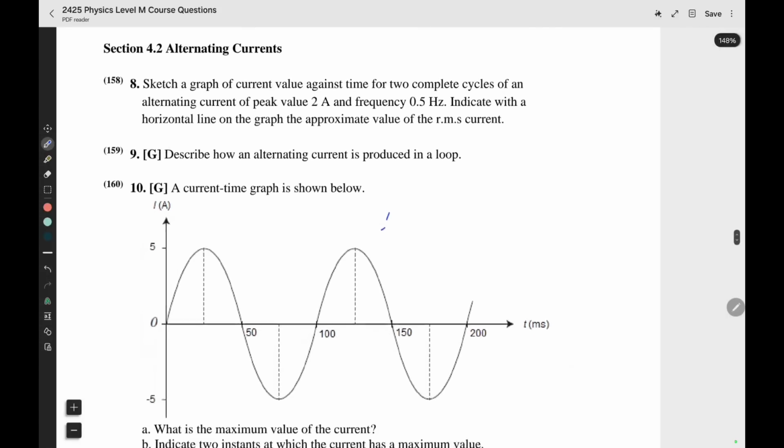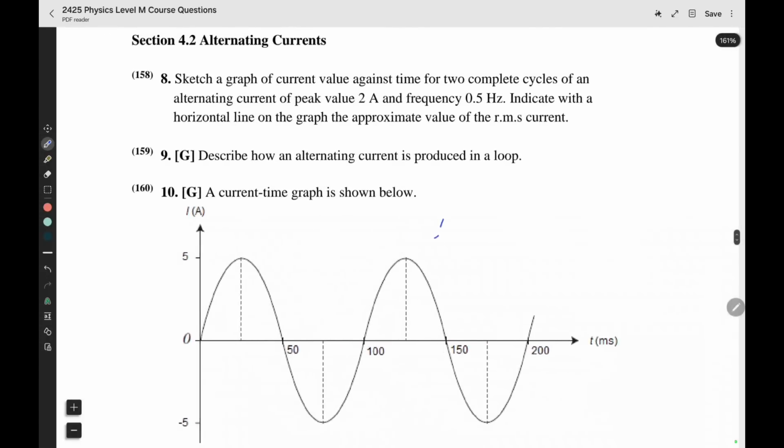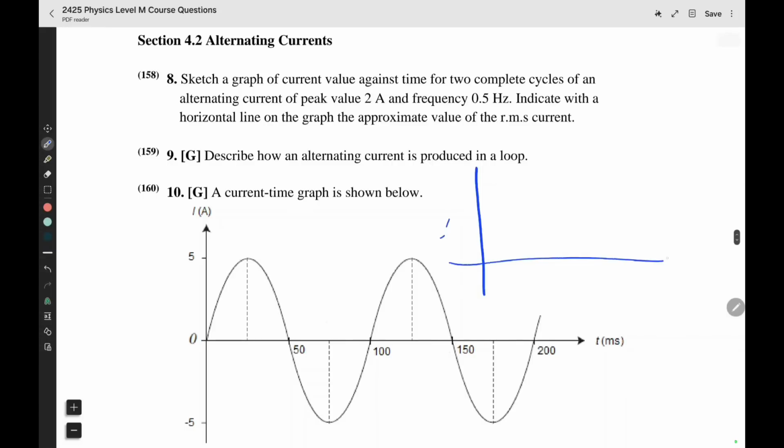When you graph a current-time graph for a direct current, it looks like a straight line, right? Because it's direct current. But alternating current, we know it's sinusoidal, right? Sinusoidal as in it looks like a sine function. I'm going to draw this for you over here. Okay, not straight, but yeah, straight. And this one here as well.